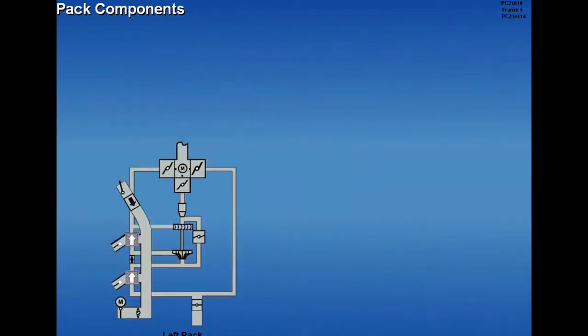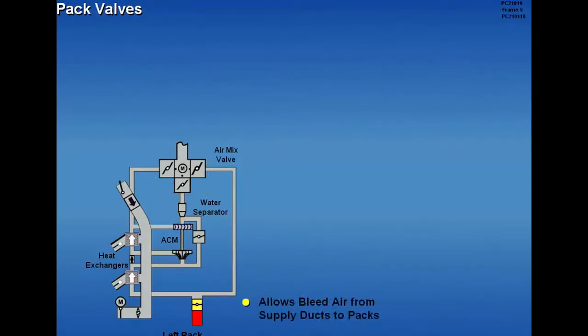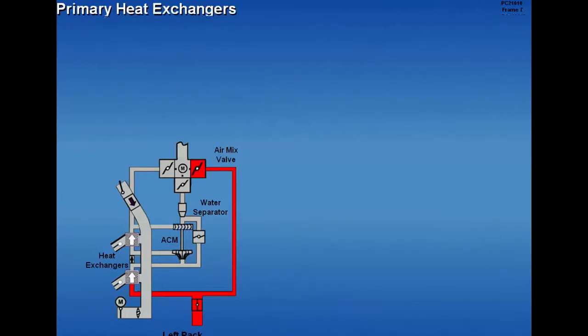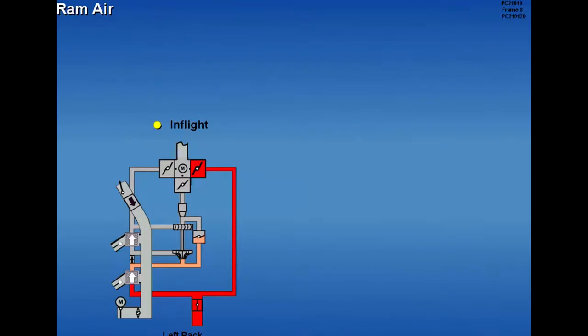Each pack is composed of heat exchangers, an air cycle machine, a water separator, and an air mix valve. The pack valve allows bleed air from the left or right supply duct to enter the air conditioning pack. The primary heat exchanger operates automatically to cool bleed air entering the pack. In flight, the heat exchangers use ram air to cool the bleed air from the pneumatic system.